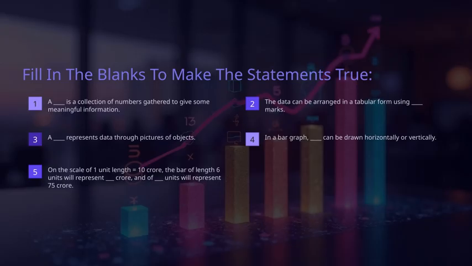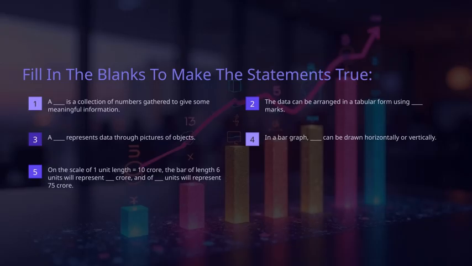Moving on, when we arrange data in a tabular form, we use tally marks. These are the columns and rows that organize our information systematically. This makes it easier to read and interpret data quickly. Lastly, in a bar graph, bars can be drawn either horizontally or vertically. This flexibility allows us to choose the orientation that best suits the data we're displaying, making the graph more effective and easier to understand. By understanding these elements, we get better at analyzing and presenting data in ways that are both clear and meaningful.